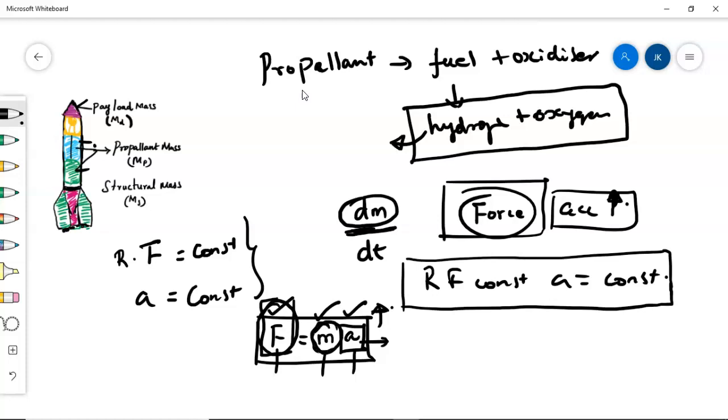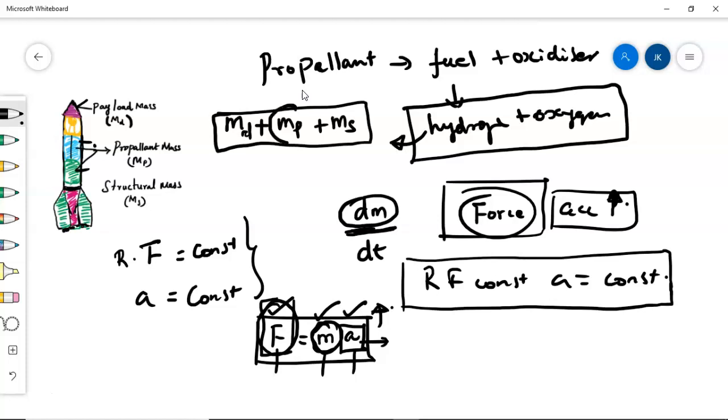So here what is the mass? We have the mass of the payload. Payload is nothing but the probe or the stuff which is to be taken to space, kept on the top of the rocket. That is the payload mass md, plus the propellant mass mp, plus the structural mass ms. These are all the total mass of the rocket.